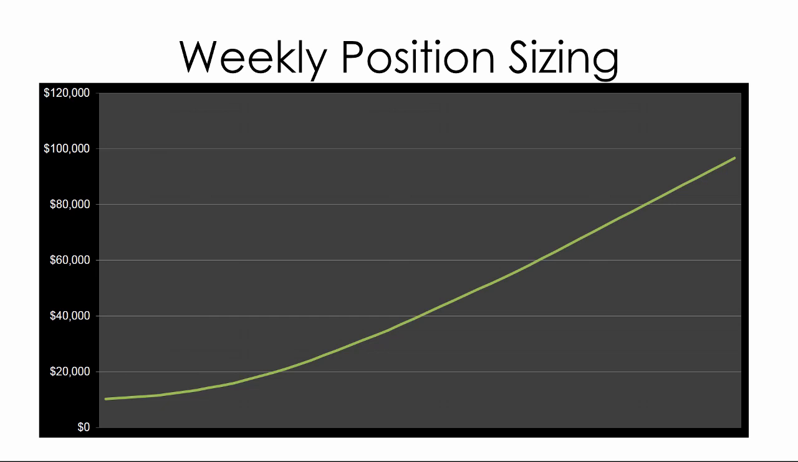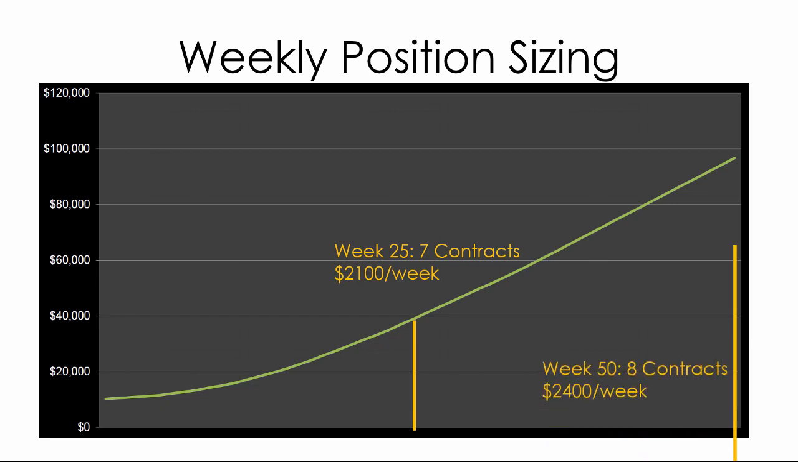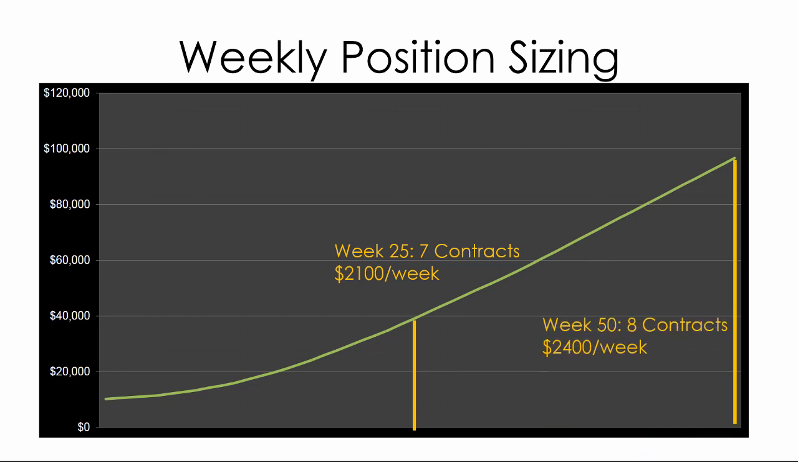After 25 weeks, so about halfway through the year, you're now averaging $2,100 a week and trading 7 contracts. Now you started with 1 contract and $300 a week. Then by week 50, you're at 8 contracts, averaging $2,400 a week. Do you realize that $2,400 a week is actually over $100,000 a year?